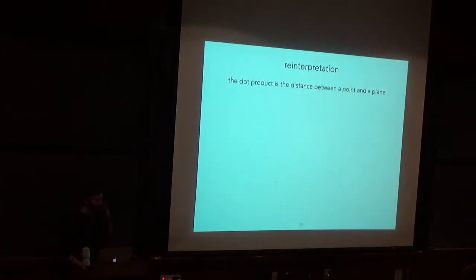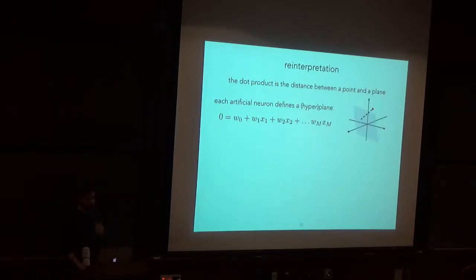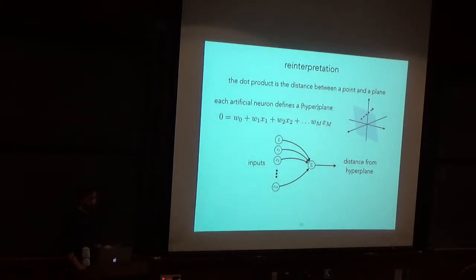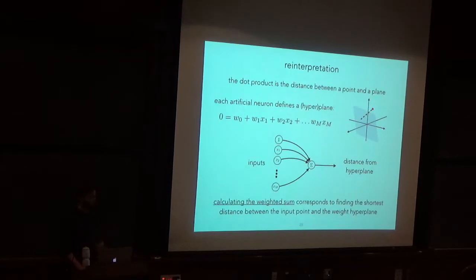Now, I, again, like to think visually about this. So the way I tend to think about this is actually the dot product is actually the distance between a plane and a point. It's the shortest distance. So if you think about an artificial neuron defining a hyperplane in this space of however many dimensions you have, then actually calculating this dot product is the same thing as calculating the distance from a hyperplane. So calculating this weighted sum, we're just finding the shortest distance between whatever input point we have and that hyperplane.